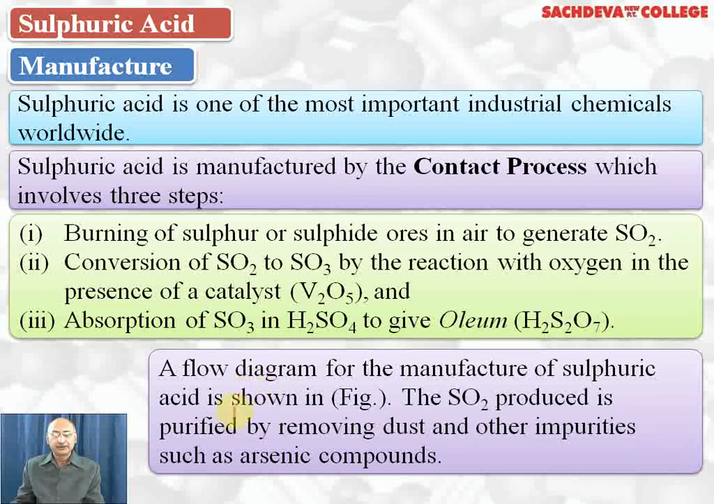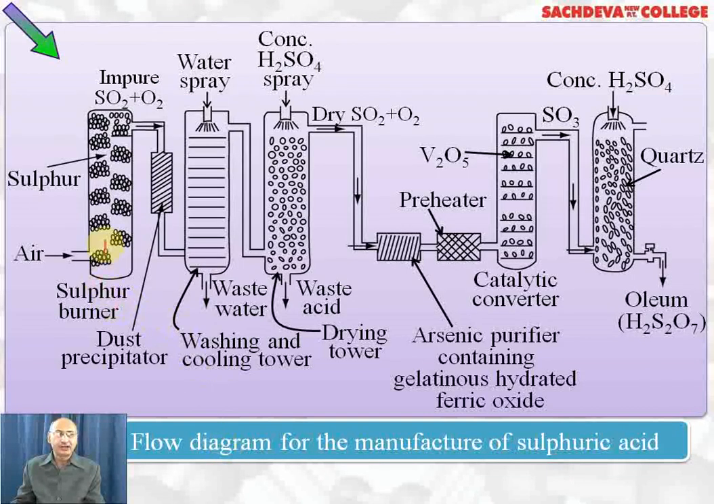The sulfur dioxide produced is purified by removing dust and other impurities such as arsenic compound. This is the flow diagram for manufacture of sulfuric acid. In this chamber, sulfur in the presence of air is getting burnt, and here we get impure sulfur dioxide and mix it with oxygen, and we pass through a dust precipitator from which dust is removed. And then we pass to this where we spray water and wastewater is removed, and this is passed through concentrated sulfuric acid so that water can be removed from sulfur dioxide.